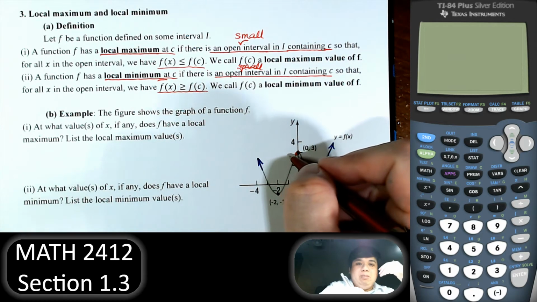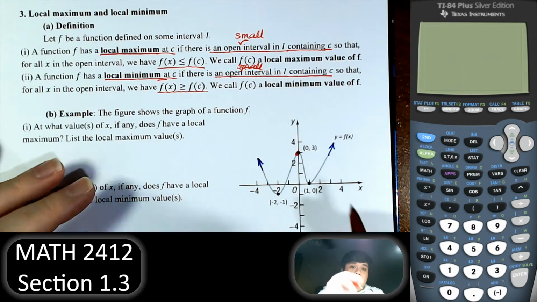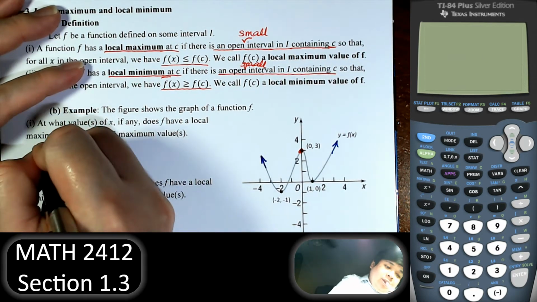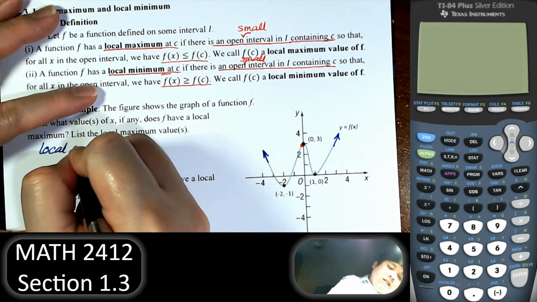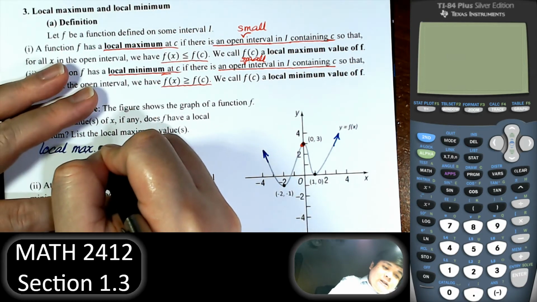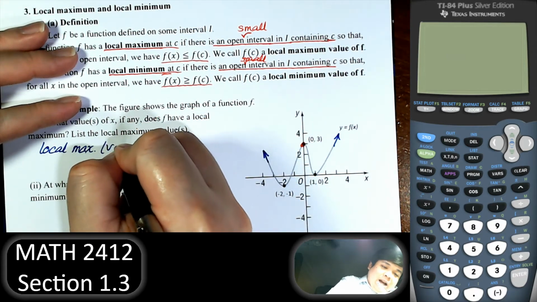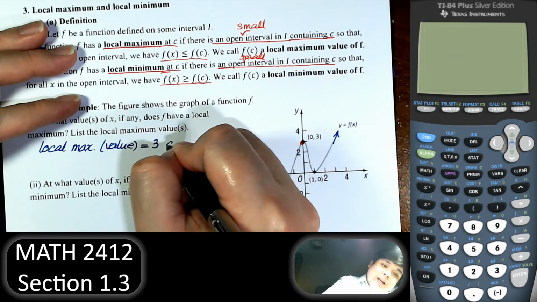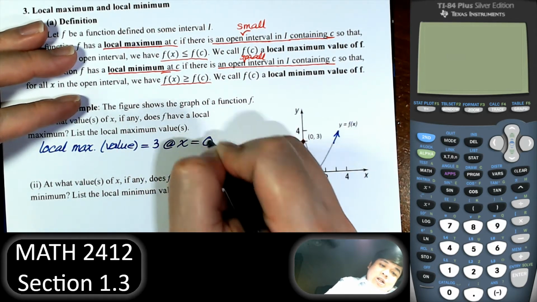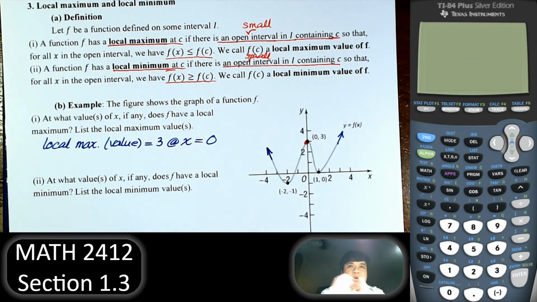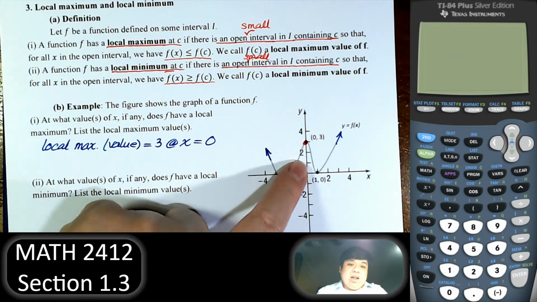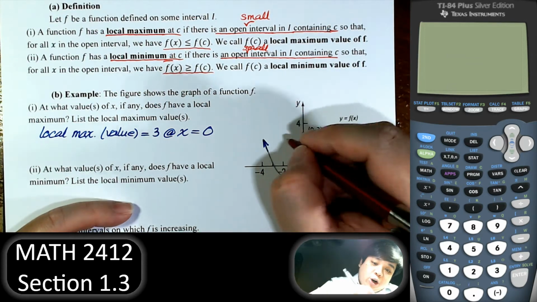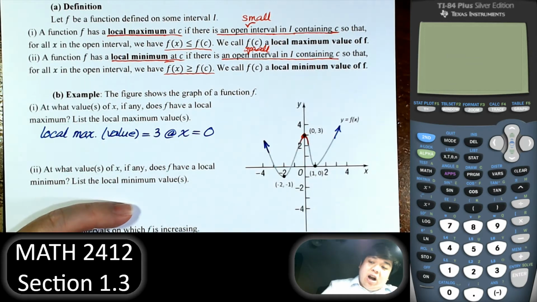So that's what the local maximum means. We only compare that point to the points around it, and in that case it is the biggest value. So we will write local maximum value, or just local max value, is equal to 3, which is the y value, at x equal to 0, which is the x value. So that's why we write the local maximum value equal to the y value, occurring at x equal to whatever that is. That is the local max, because locally we compare a very small interval. That point is the highest.